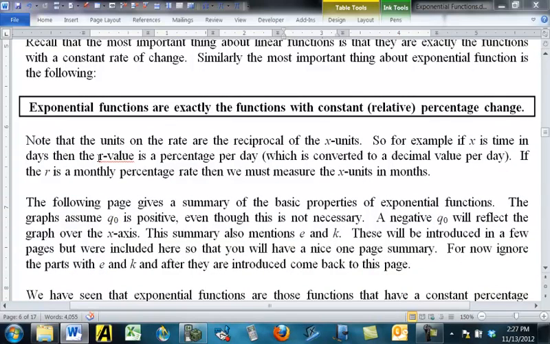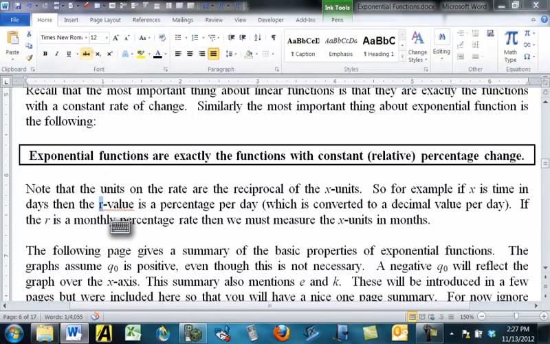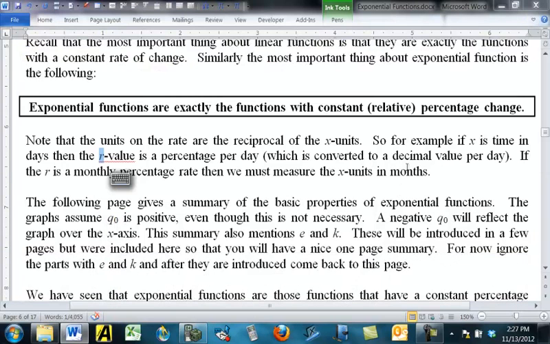Another thing that you notice is that the units on R, it does have units, and they're always the reciprocal of whatever the x units are. So oftentimes x is going to be time. In fact, a lot of times we'll use t for the letter. And if time, for example, is in days, then the R value is a percent per day. Now, you soon get rid of the percentage and make it a decimal. So it's some decimal number per day. So it's really just the reciprocal of the x units. So if R is a monthly percentage rate, then we have to make sure the x value we put in is measured in months, not in some other units like years or days.